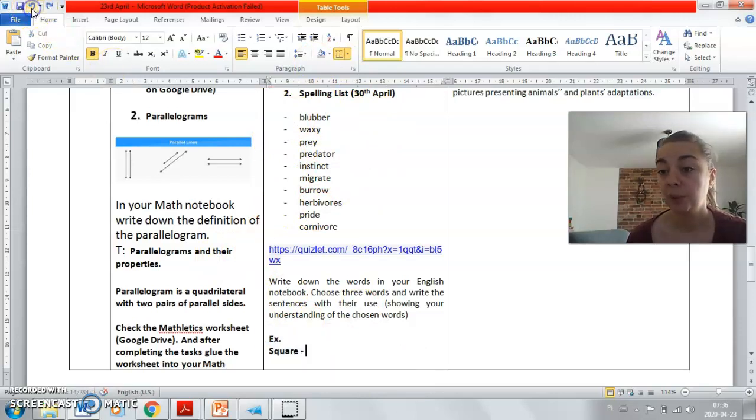That's it. 3 words. If you're a volunteer, you can write the sentences with all 10 words. Okay, so that will be difficult, probably, but why not? Be a risk taker. Try.